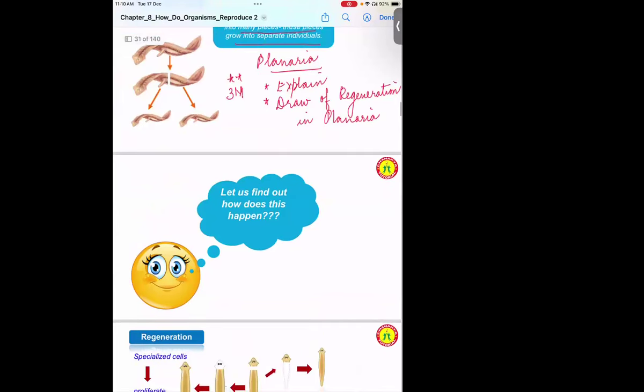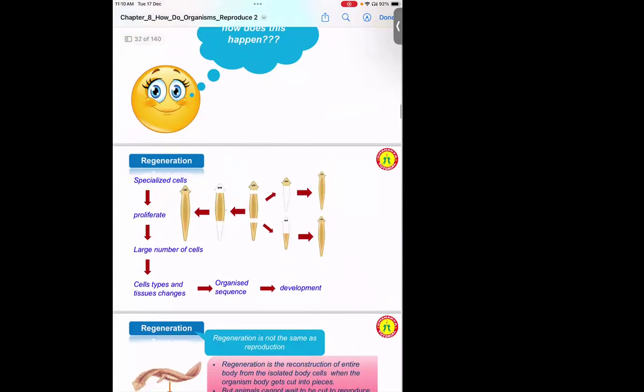Now, how does it happen? You can see this happens because of specialized cells. Again, a 1-mark question. Last year in the board examination, they asked about this: why does regeneration happen in planaria, and what type of cells are responsible for it? The answer is, you can write either specialized cells or regenerative cells.